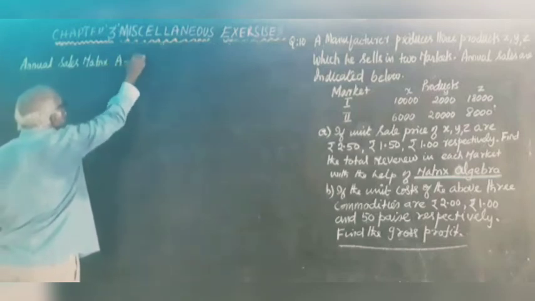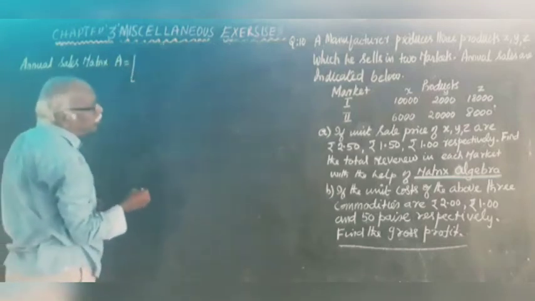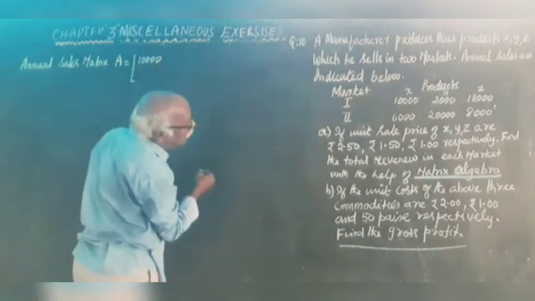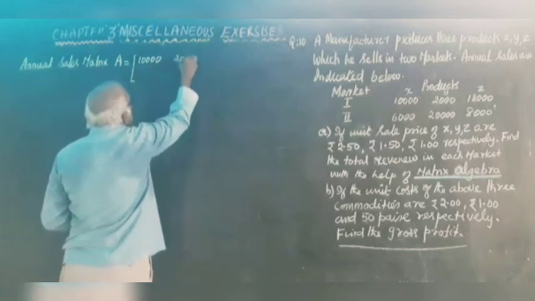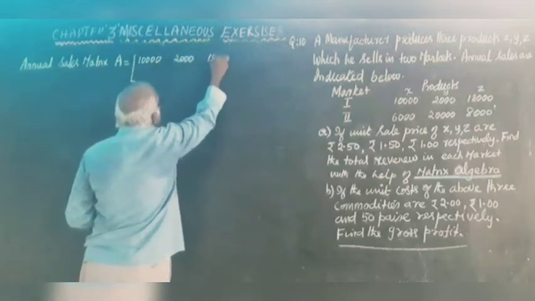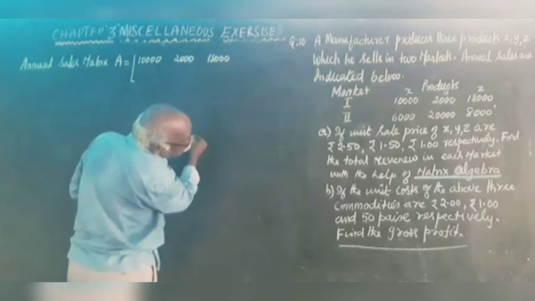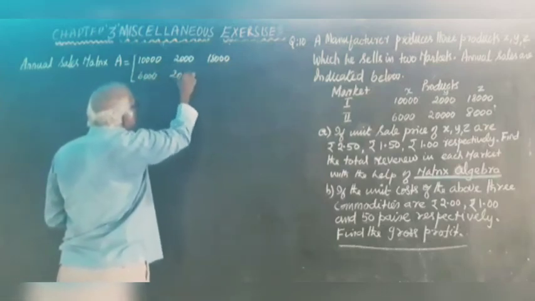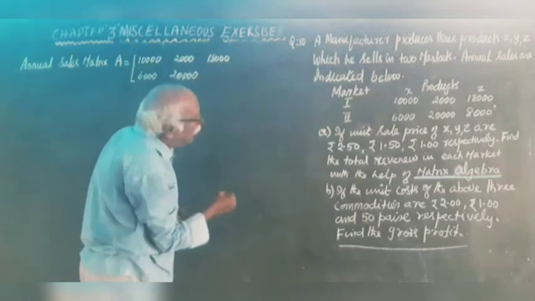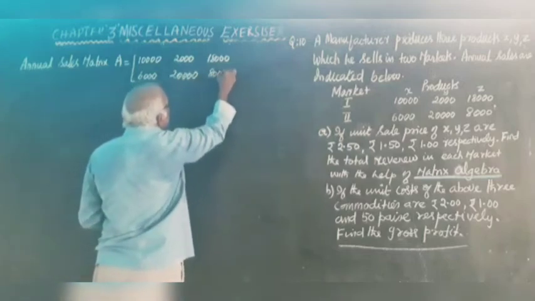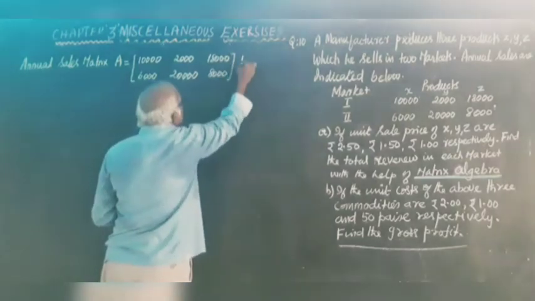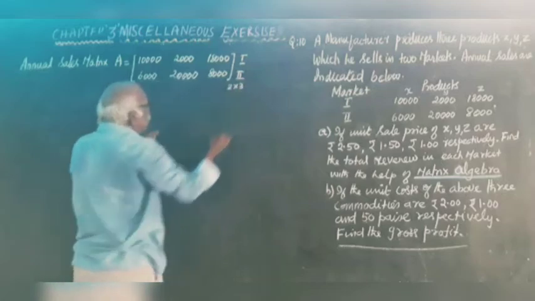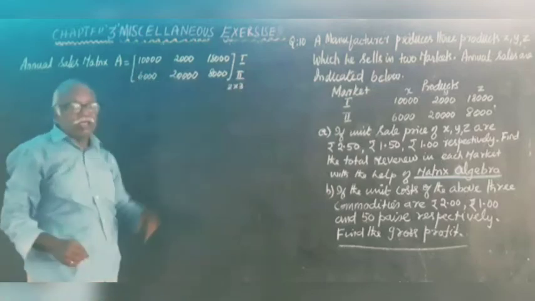A is equal to: market 1: 10,000, 2,000, 80,000. Market 2: 6,000, 20,000 and 8,000. This is market 1, this is market 2. It is a 2 by 3 matrix, 2 rows and 3 columns.